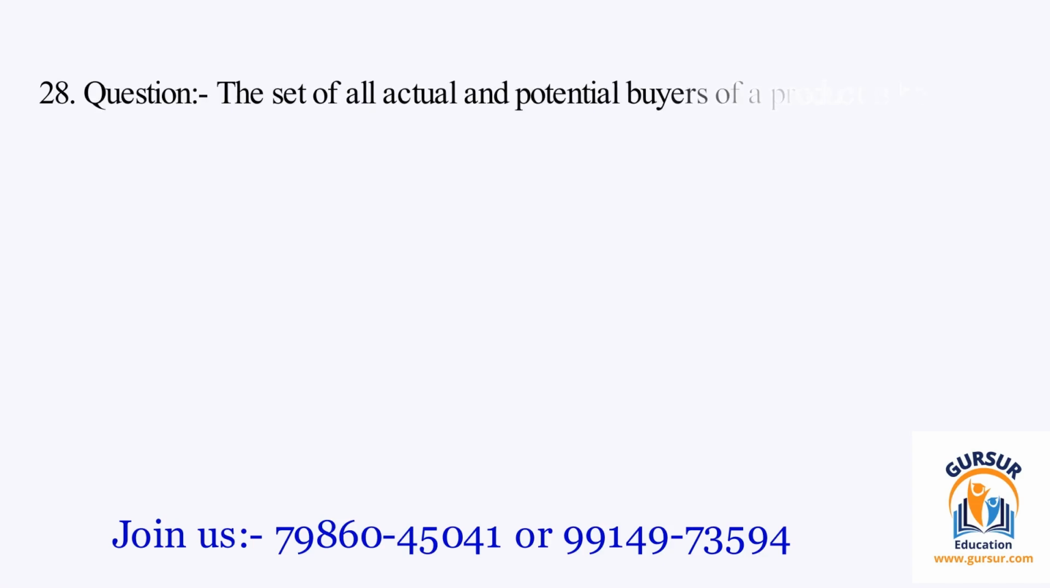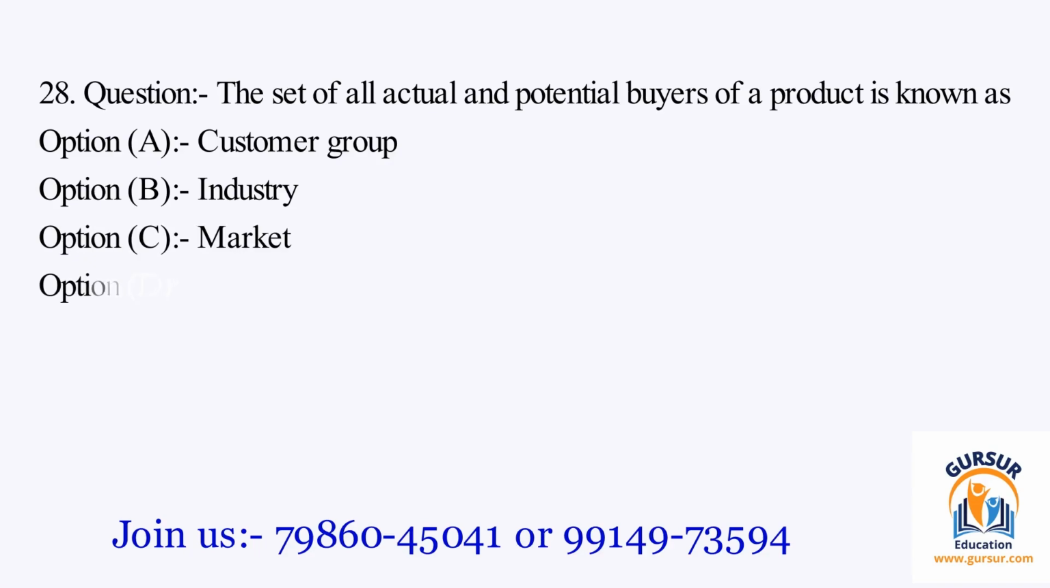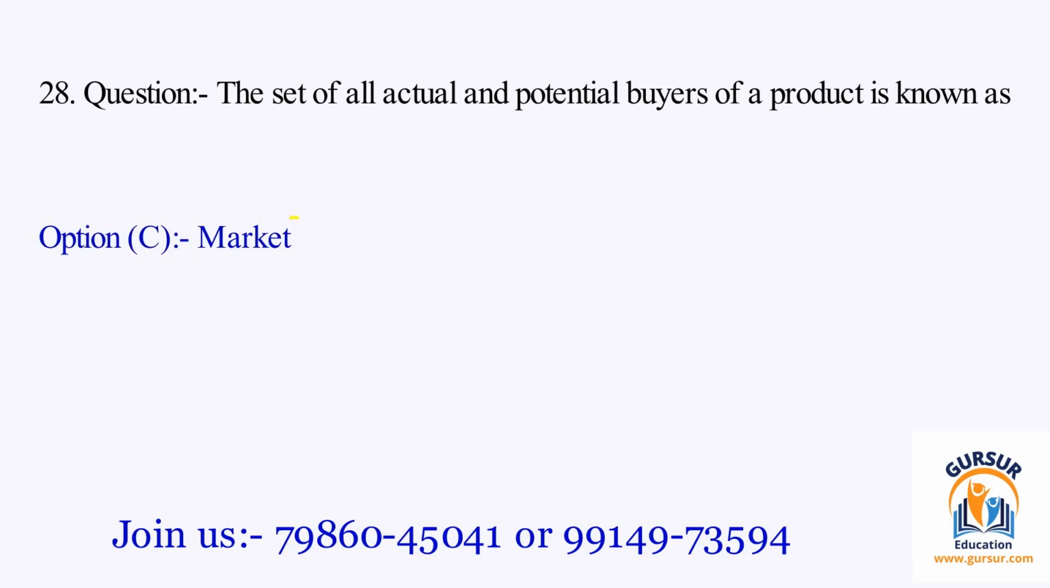Question number 28. The set of all actual and potential buyers of a product is known as. The option A is customer group. The option B is industry. The option C is market. The option D is none of the above. The right answer of the question is option C, and that is market.